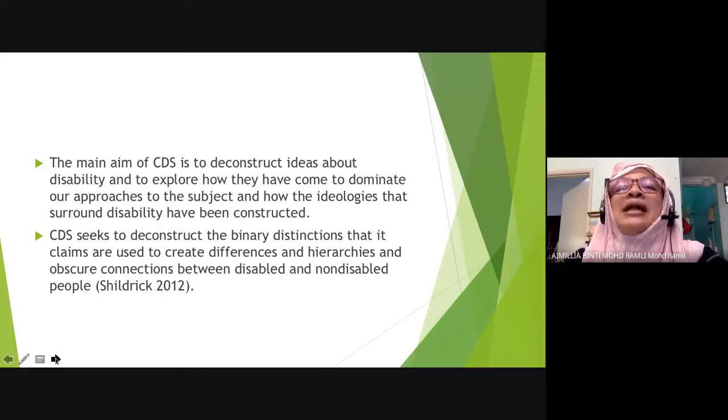While it's true that disability exists in a physical sense, because some people are blind, some people are deaf, some are mentally impaired, some have mental problems, and these are also considered disabilities. Some have problems with their eyesight, and so on.